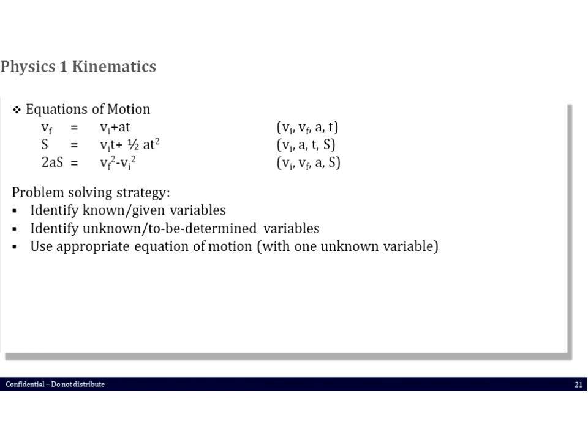Putting together, these equations deal with 5 variables: initial velocity, final velocity, acceleration, time, displacement. So 5 of these. And each equation connects 4 out of these 5. For all kinematics problems, what you have to do is find out the known plus unknown, 4 of these variables. And then you can check what equation you can use.